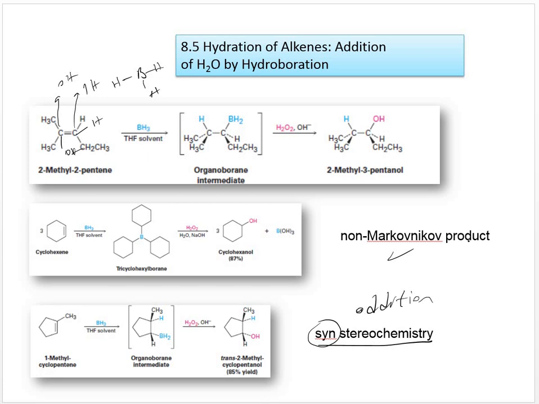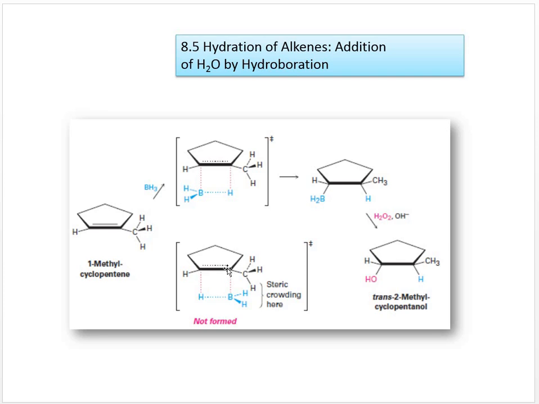Why does this happen? Why do we get the non-Markovnikov product? Why do we get the syn addition product? I'm going to explain in this slide. When we have 1-methylcyclopentene and BH3 is added to the carbon-carbon double bond, it adds in this fashion, in this way.